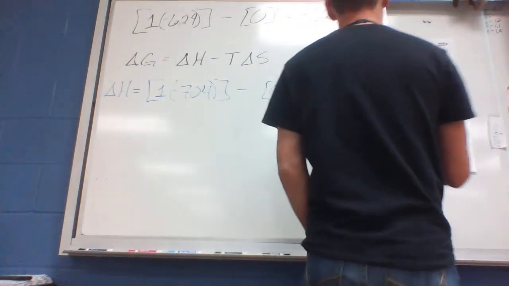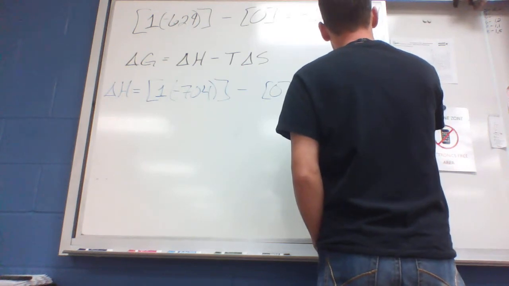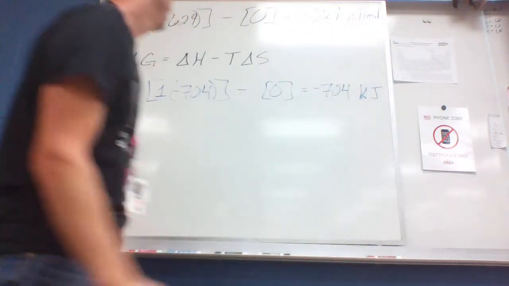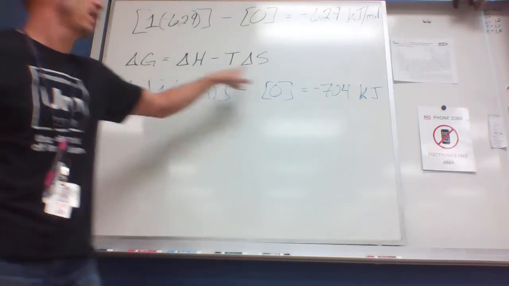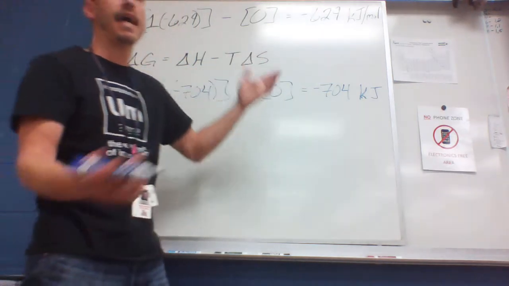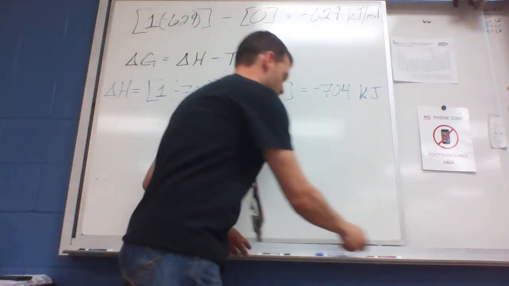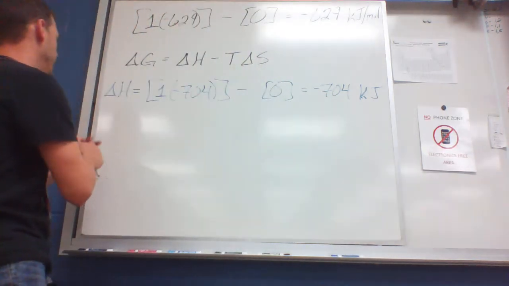So we get an answer of negative 704. Wait, why did T delta S disappear? It hasn't. I'm just solving step by step. Because I need to fill stuff into here. I don't have the numbers yet. I'm going to find them. I just found delta H. Now let's find delta S.